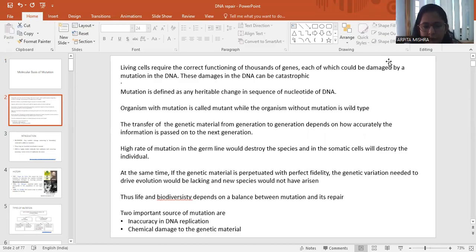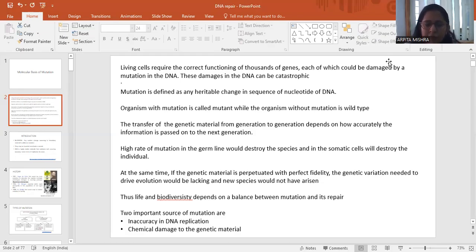Now, why do we need mutations? We all know that transfer of genetic material from generation to generation depends on how accurately or precisely the information is passed on to the next generation. But the genetic material is not perpetuated with perfect fidelity. Otherwise, the genetic variation needed by evolution would be lacking and new species would not have arisen. That is why we need mutations.